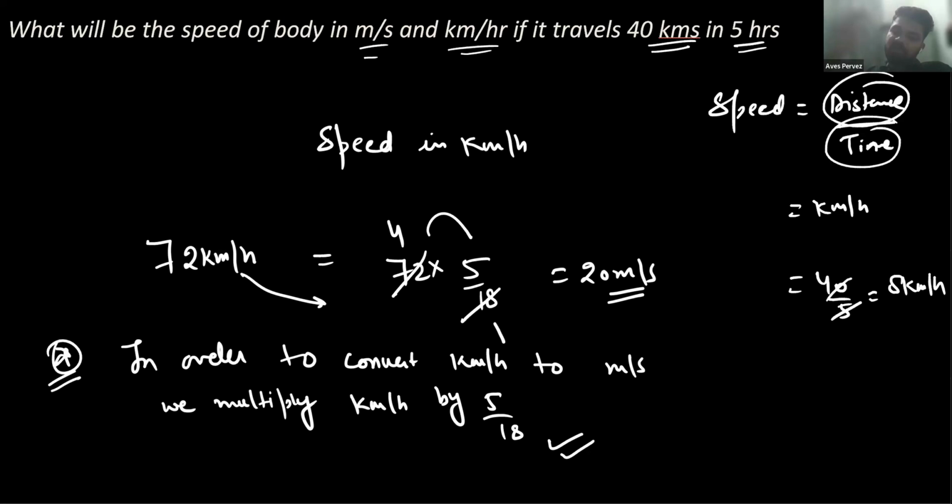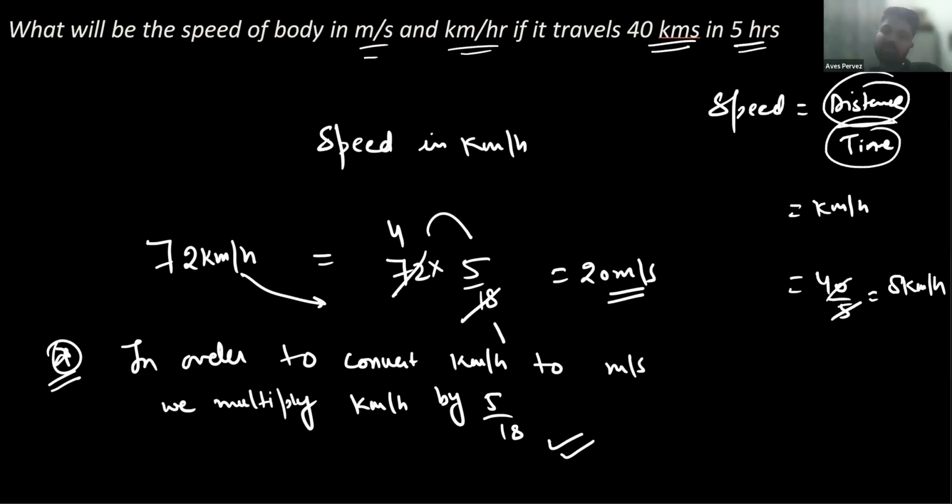Next. How does it come to 8 kilometer per hour? Because we divide, 5 8s are 40. Okay, understood? Yes.